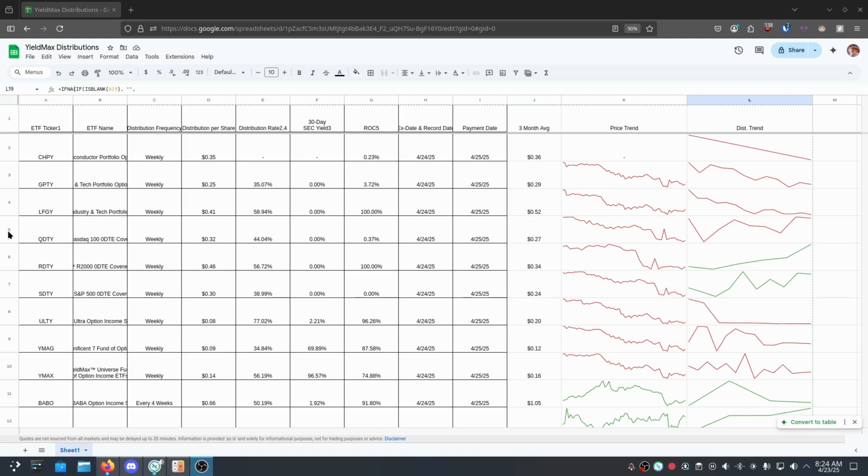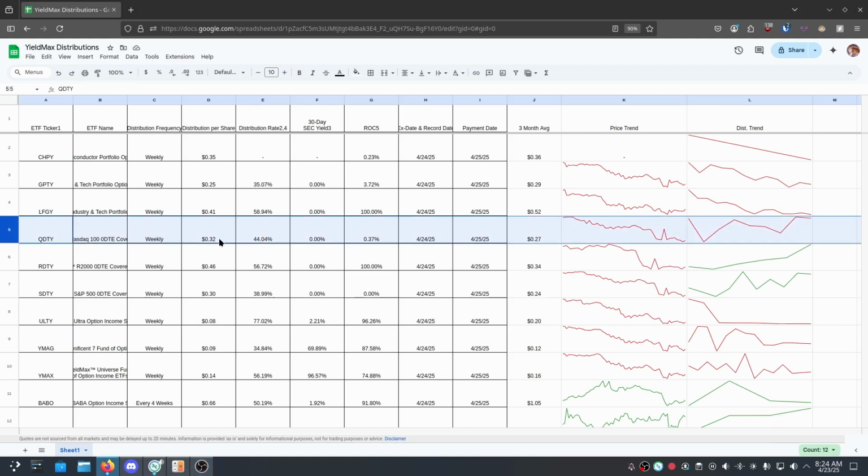But QDTY, we have 32 cents with a 3-month average of 27 cents. So there's that. We can see the price trend here, as well as the distribution trend. The distribution trend actually shows that we're fairly okay, I would say. We're a lot better than the last three. Technically, only the last two we can really look at. You can see there, though, that we're somewhat trading sideways, not really down. It is only red because technically this value is higher than the last value, so just keep that in mind. That's all we're checking, obviously.